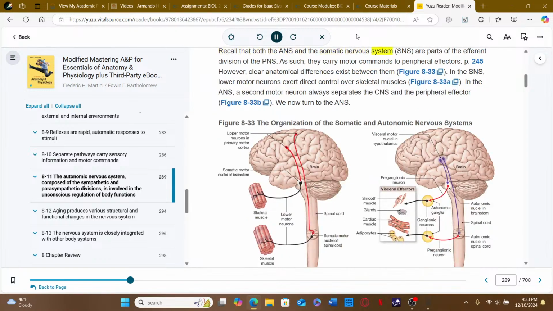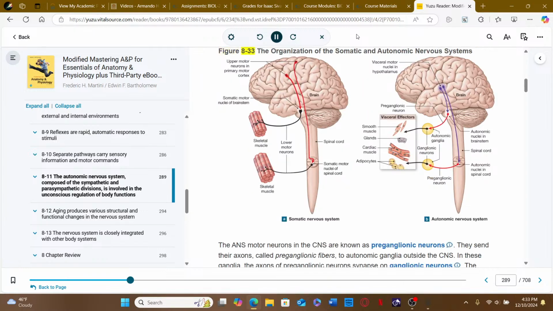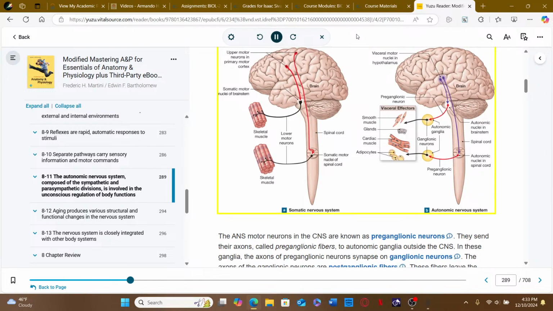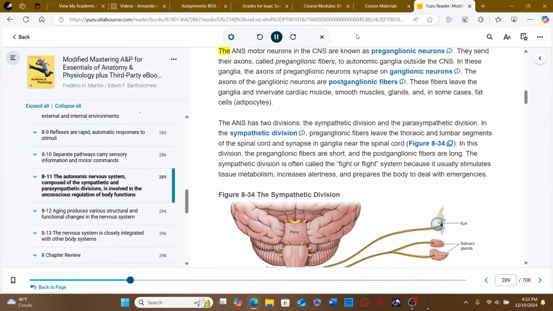Recall that both the ANS and the somatic nervous system, SNS, are parts of the efferent division of the PNS. As such, they carry motor commands to peripheral effectors. However, clear anatomical differences exist between them. Figure 8-33. In the SNS, lower motor neurons exert direct control over skeletal muscles. Figure 8-33a. In the ANS, a second motor neuron always separates the CNS and the peripheral effector. Figure 8-33b. We now turn to the ANS. Figure 8-33, the organization of the somatic and autonomic nervous systems. The structures and organization of the somatic and autonomic nervous systems.